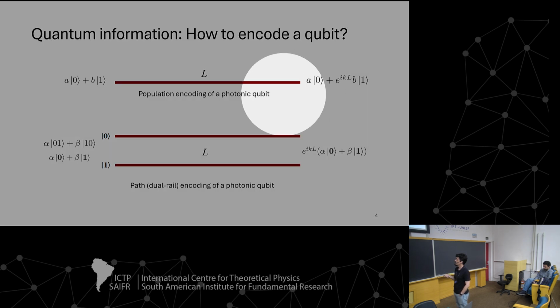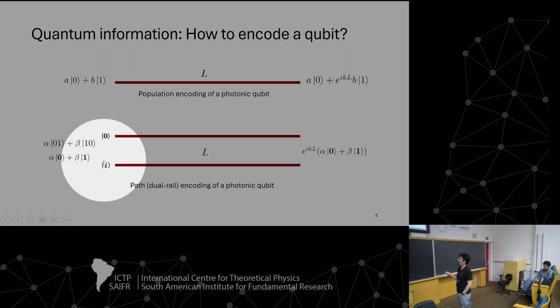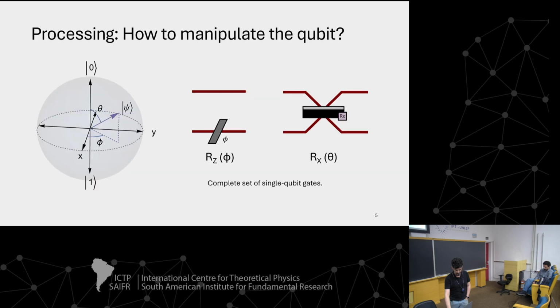So what you do is a dual rail encoding, so that if your photon is in the upper waveguide, you call it logical 0. If your photon is in the lower waveguide, you call it logical 1. You're free to call it 1 and 0, whatever you want. But in this way, after the propagation, you get a global phase, so that it no longer messes up your quantum state, and so propagation doesn't disturb your state.